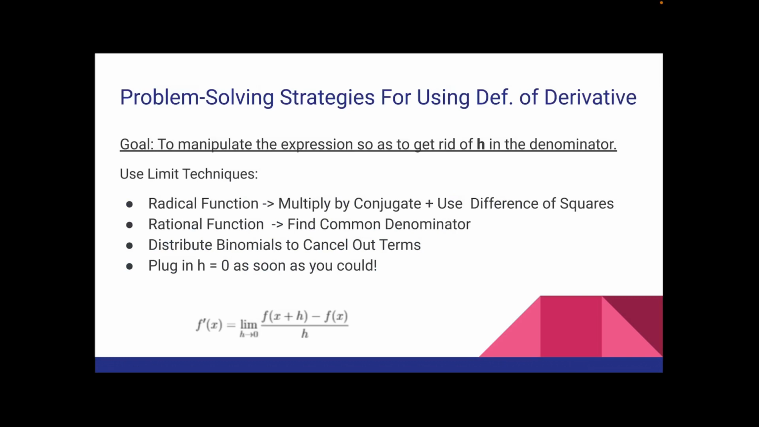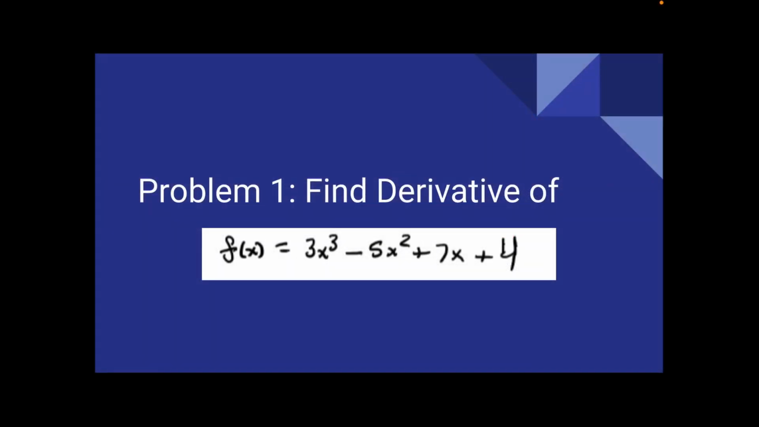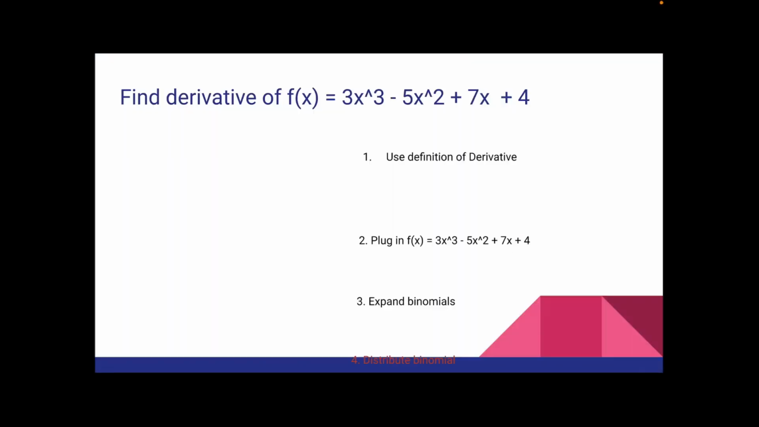And finally, once there's no h in the denominator or anything that causes the denominator to be 0, when you substitute 0 for h, then you could plug in h equals 0 and simplify your expression to get your final answer. Our first problem will be finding a derivative of a polynomial.